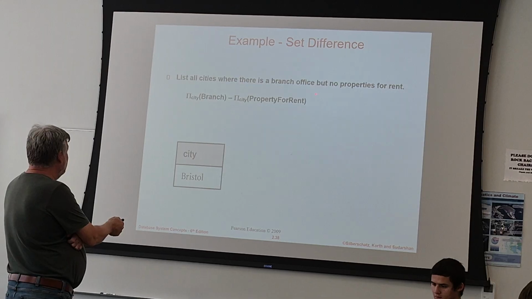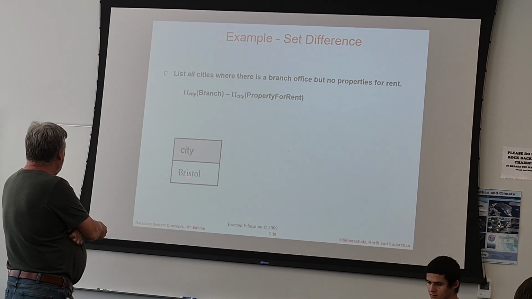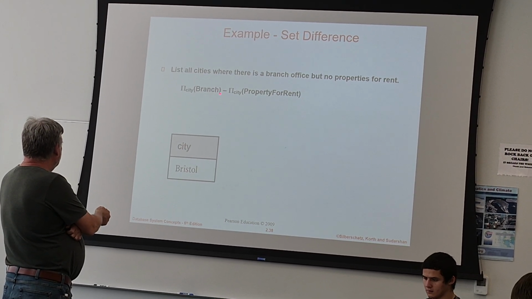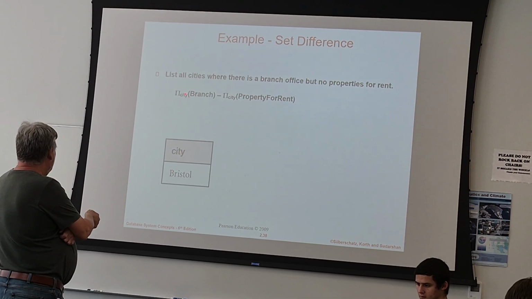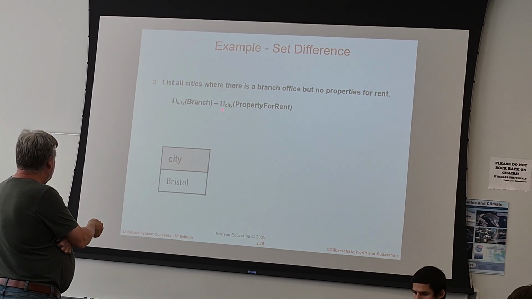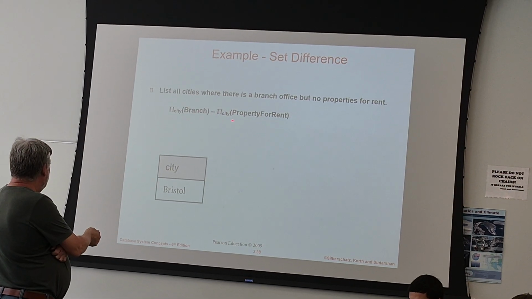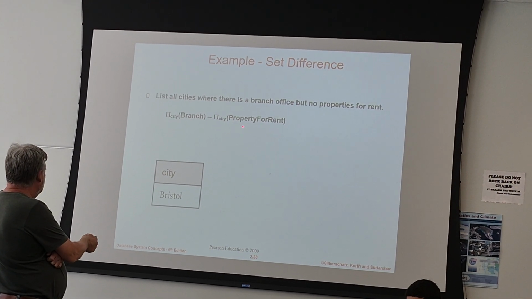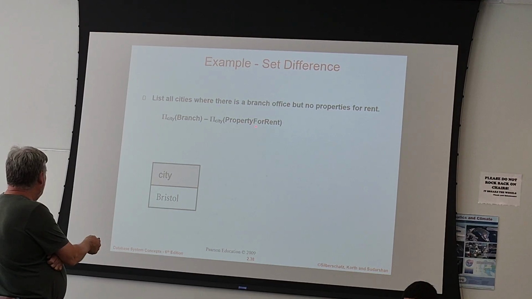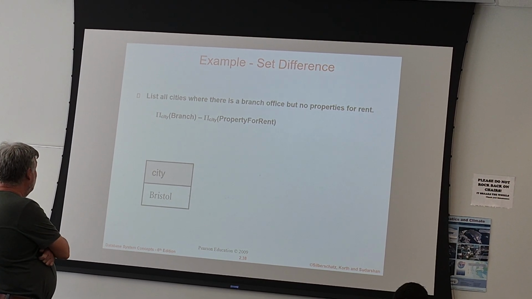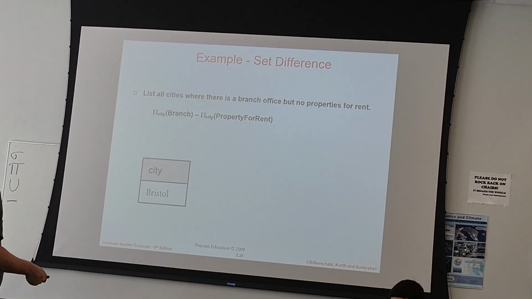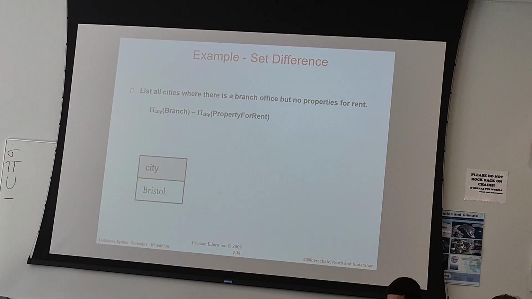So I guess that makes sense. If there are no properties for rent in Bristol, but we have a branch in Bristol, it will come in from this table retrieval, and then as we are eliminating all of the copies from those two tables, if there are no Bristol properties for rent, Bristol will not be eliminated from that original list. So I guess that makes sense. That makes sense to you guys?